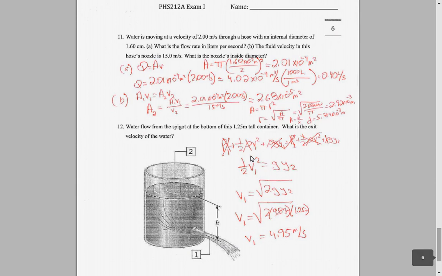All right, we have another hose. We have an internal diameter, 1.6 centimeters. What is the flow rate in liters per second? And the fluid velocity in the hose's nozzle is 1.5 meters per second. What is the nozzle's inner diameter?